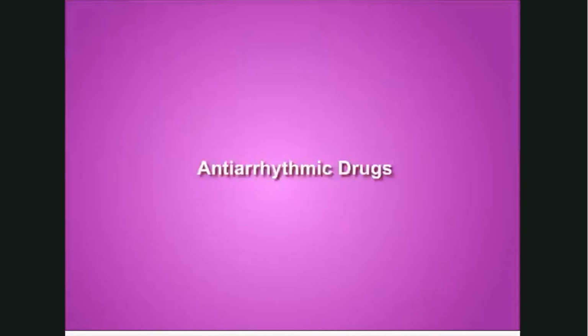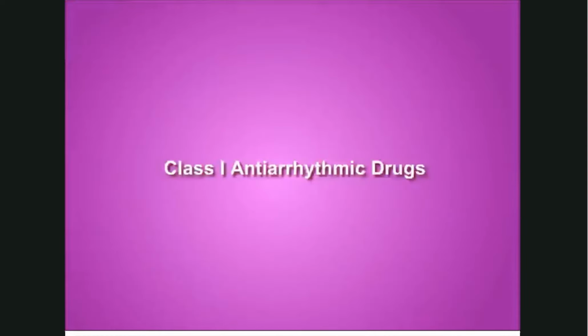Antiarrhythmic drugs are used to restore normal rhythm and conduction. They directly or indirectly alter membrane ion conductance, thus altering the physiology of cardiac action potentials. We will first review the Class 1 antiarrhythmic drugs.